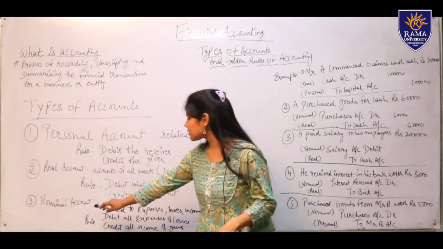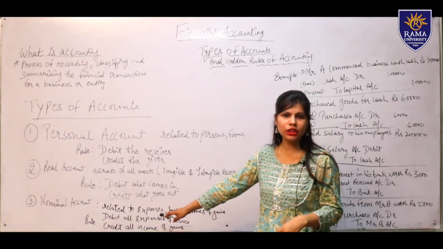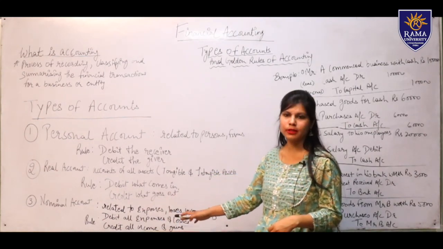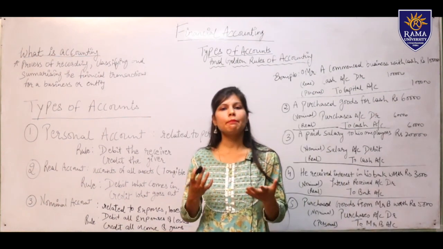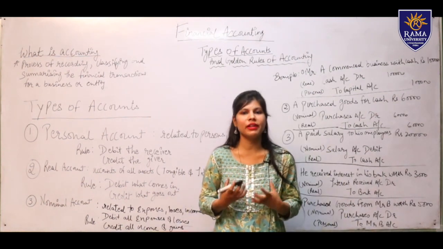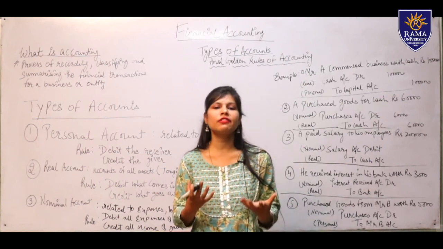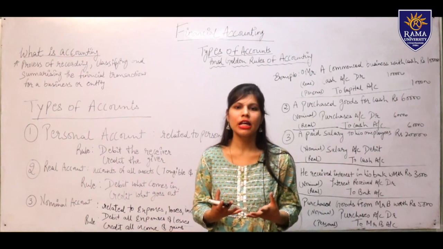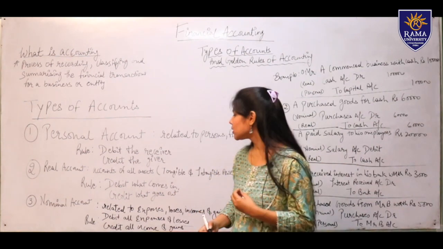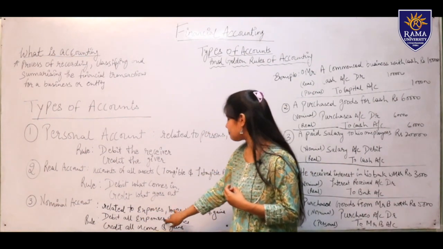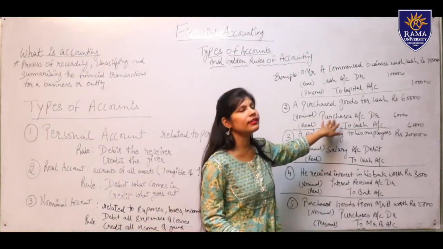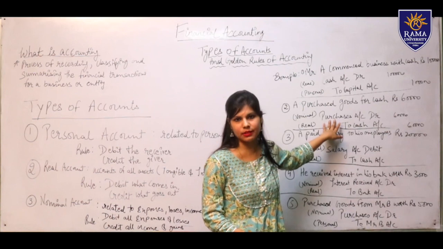Because we have just gone through the nominal account definition, which is said to be related to expenses, when we are purchasing goods, this is our expense. We are doing some expense for the purpose of business, for production purposes in the business. So it is our expense, and the rule is debit all expenses. That is why we have debited purchase account, because it is our expense.